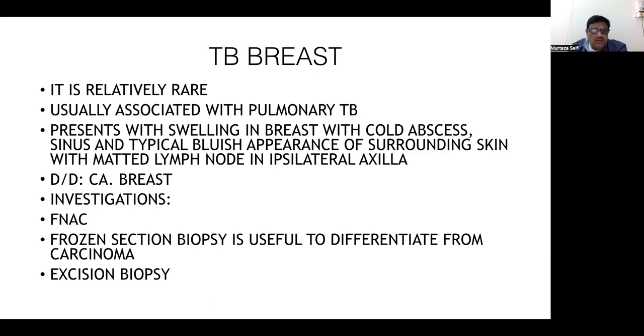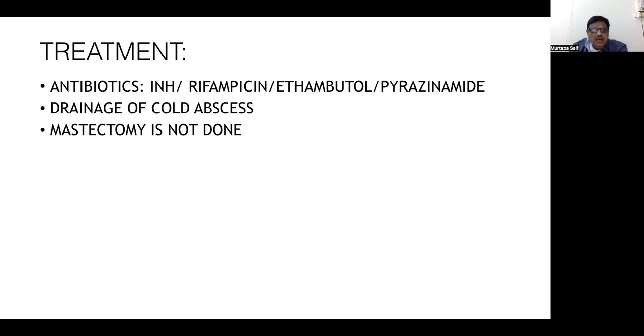Next is tuberculosis of the breast. It is rare, usually associated with pulmonary tuberculosis, presenting with swelling in the breast, with cold abscess, sinus, and typical bluish appearance of the surrounding skin, with matted lymph nodes in the ipsilateral axilla. Differential diagnosis of tuberculosis of the breast is carcinoma breast. Investigations: FNAC. Frozen section is used to differentiate from carcinoma in excision biopsy. Treatment: antitubercular drugs, INH, rifampicin, ethambutol, and pyrazinamide, therapy for 6 months. Drainage of cold abscess. Mastectomy is not done.